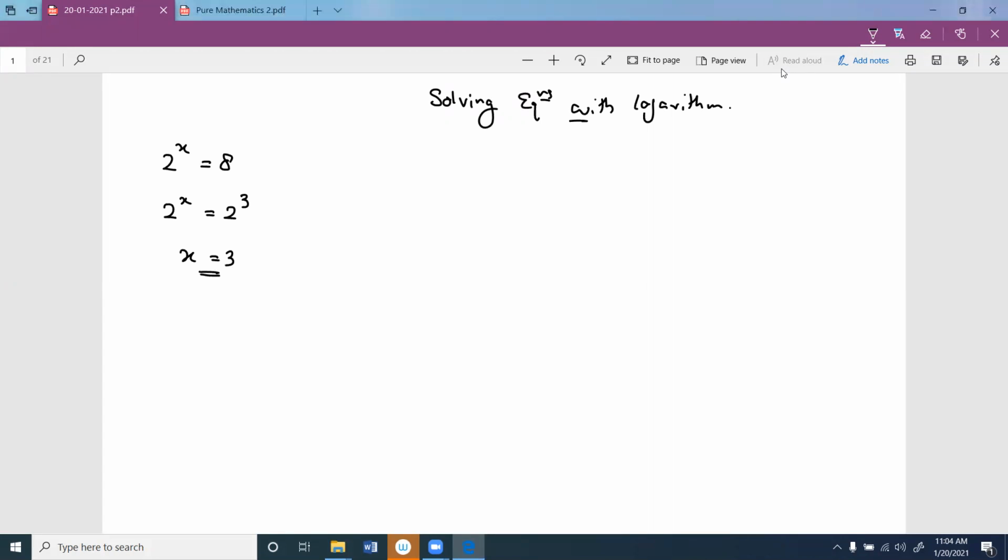For example, if you get another one, like 5 to the power x plus 1 is equal to 125, then you know that 125 is 5 to the power 3. So simply you can write x plus 1 is equal to 3, because the bases are the same. You can equate the powers. So you can say x is equal to 2.